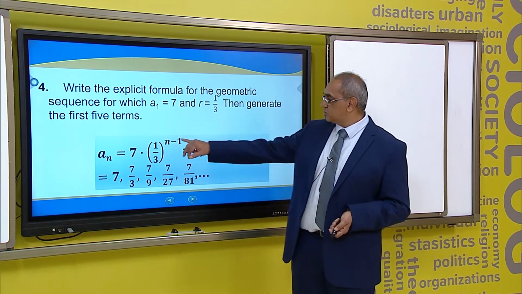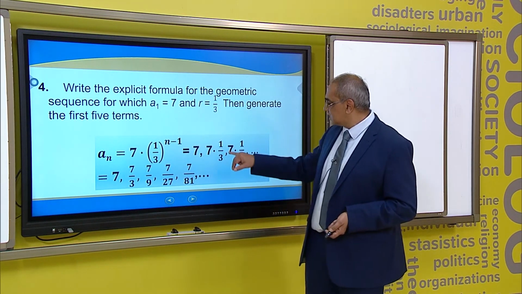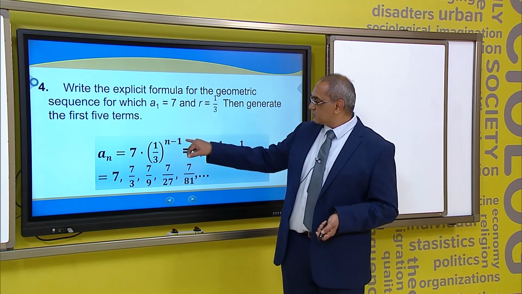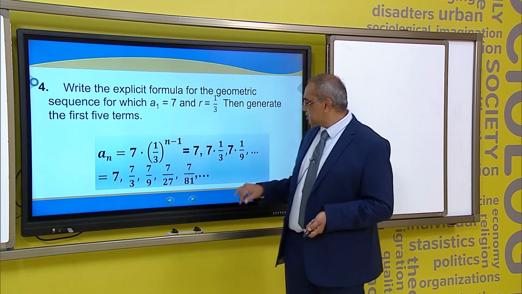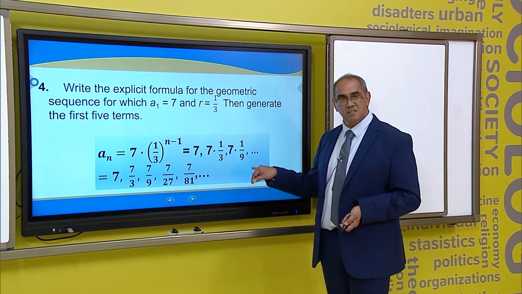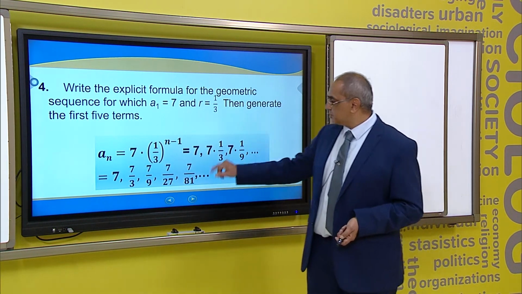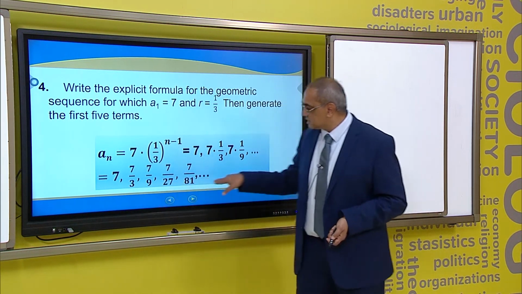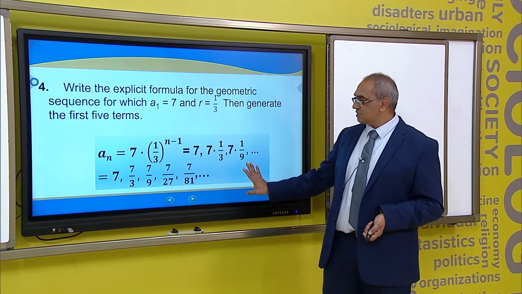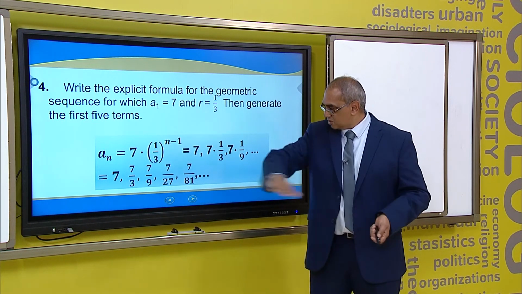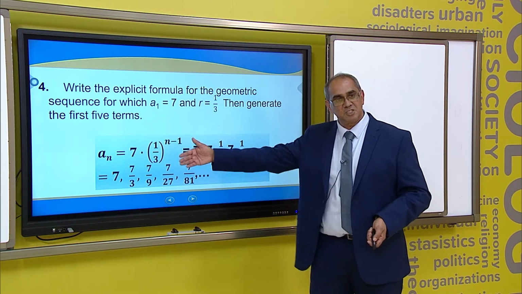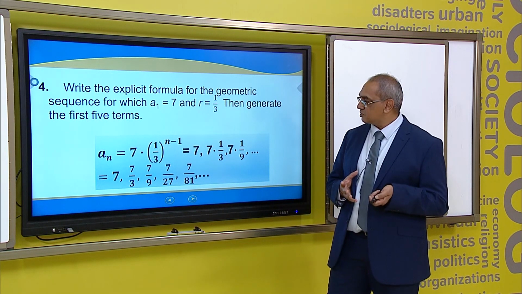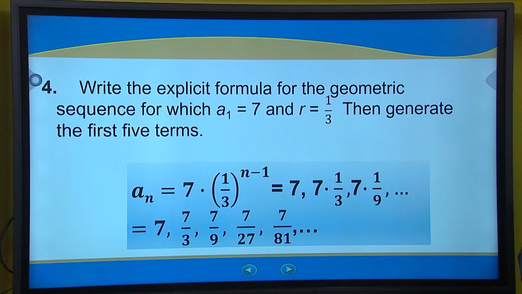The second term, 2 minus 1 is 1, so it's 1 over 3. So 7 times 1 over 3. 3 minus 1 is 2, so it's 1 over 3 squared, which is 1 over 9, and so on. So I can then simplify this to say 7, 7 over 3, 7 over 9. So here, when you look at this, now you can see a number pattern, isn't it? You can see that the top is 7 right through, and the bottom one is just growing. So there is your number pattern coming out of it. All right? Very interesting to look at these things.